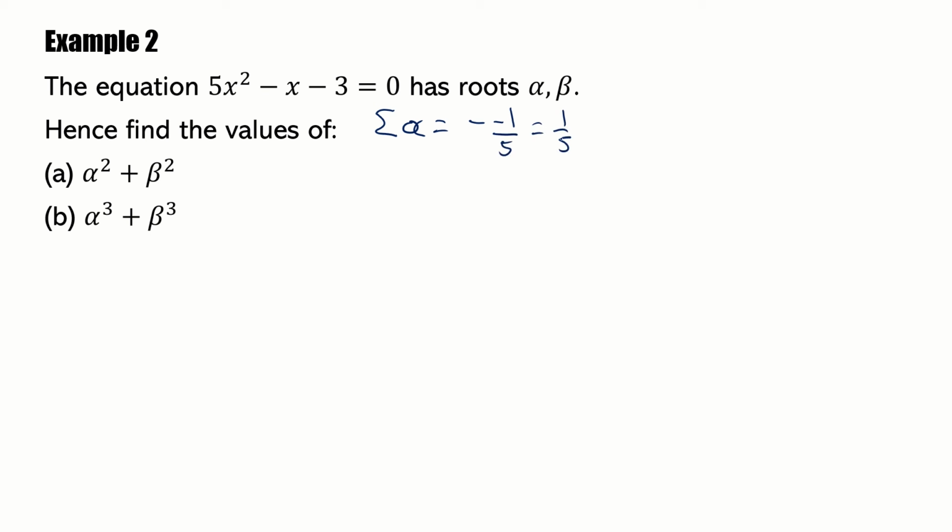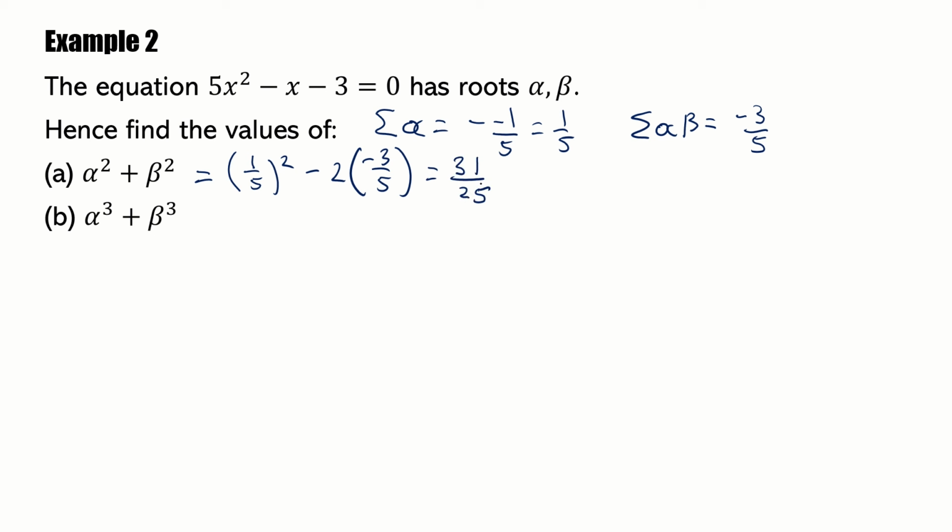So that's just 1/5. And the sum of alpha beta, which in this case is just alpha beta, is just going to be minus 3 over 5. But therefore, alpha squared plus beta squared is just going to be 1/5 all squared minus 2 lots of minus 3/5, which will just come to 31 over 25, assuming I've typed that into the calculator correctly.